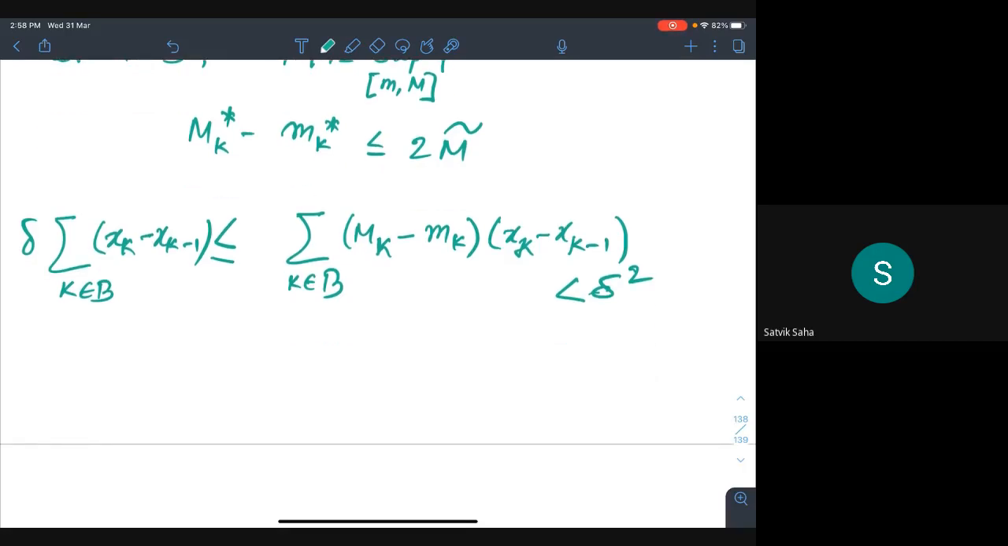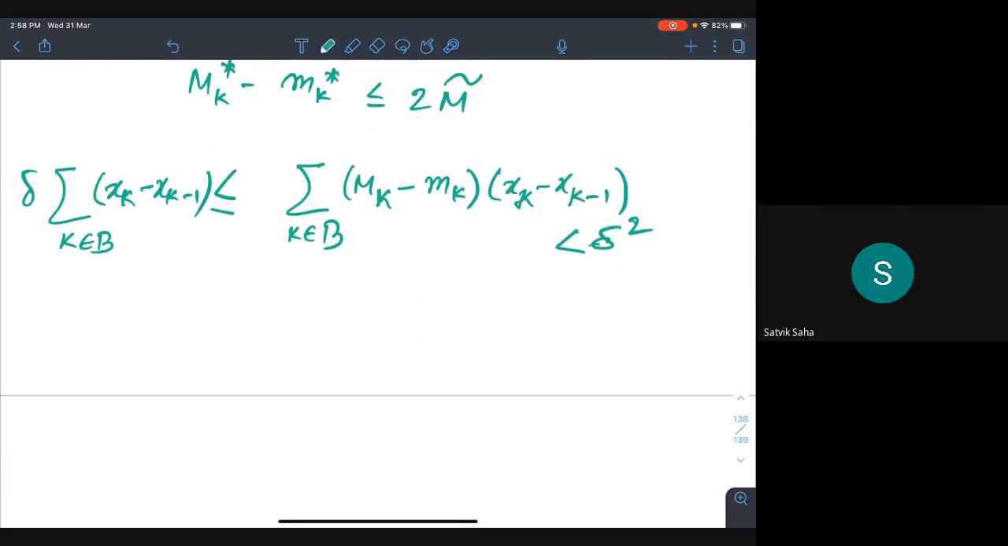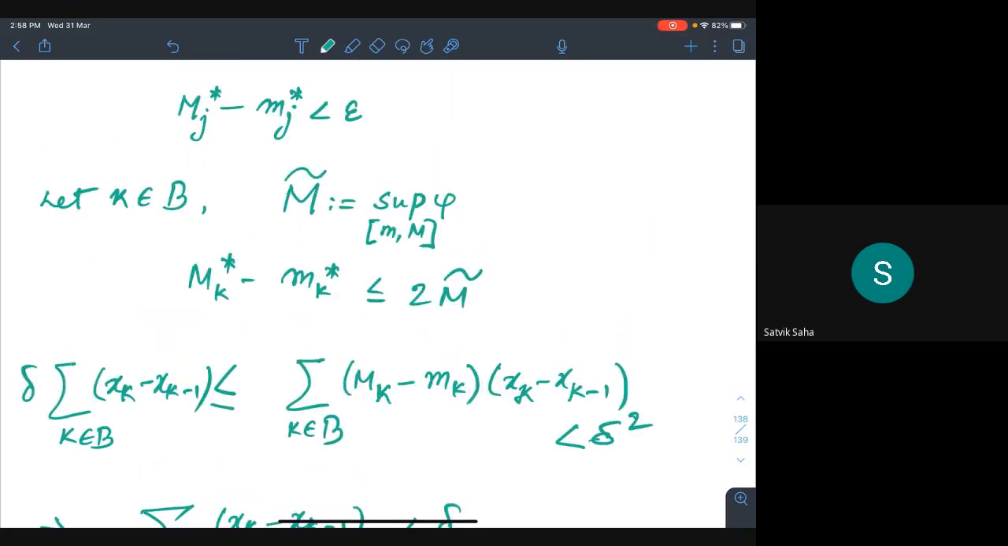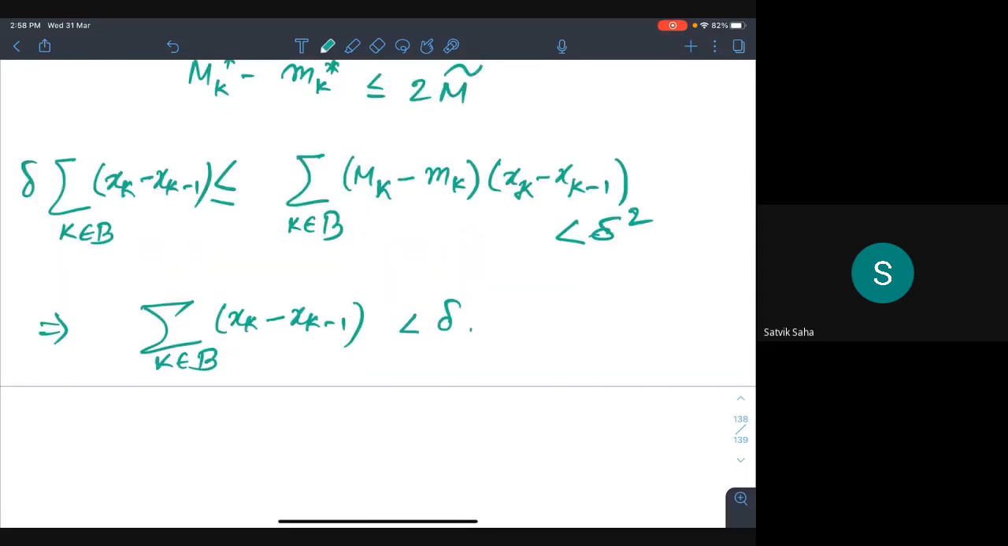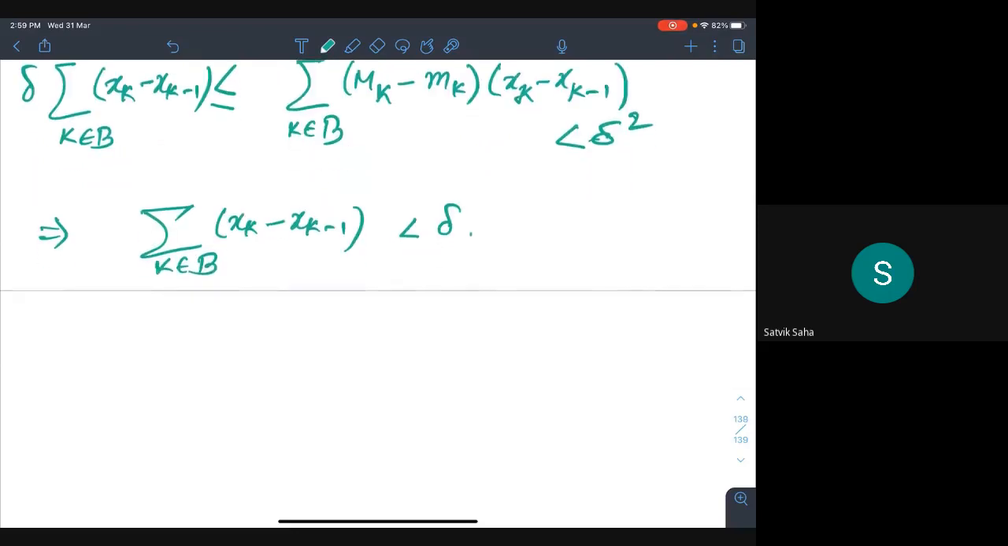So consider this and this. Delta would get cancelled. So what we get is the summation over k belongs to B of (xk minus xk-1) is less than delta. So we don't get this one smaller, but what we get is the length to be smaller, right? So ultimately you have to come out some way or the other. Either the supremum minus infimum becomes smaller or the length becomes smaller. Here we are getting the length becomes smaller.